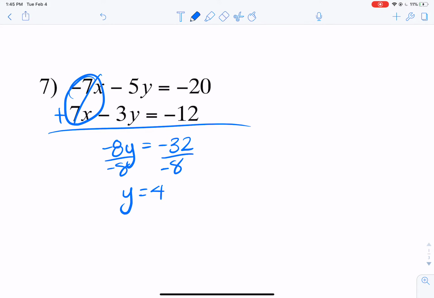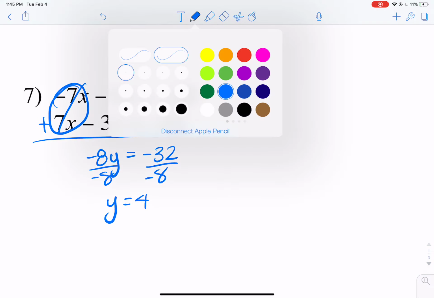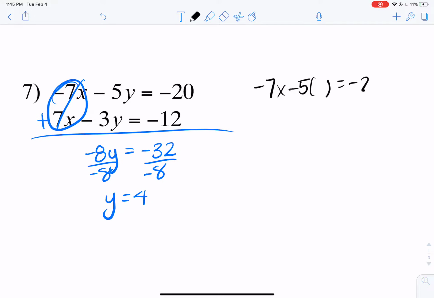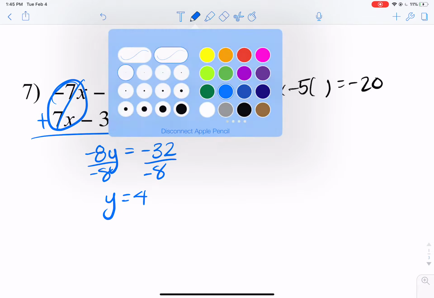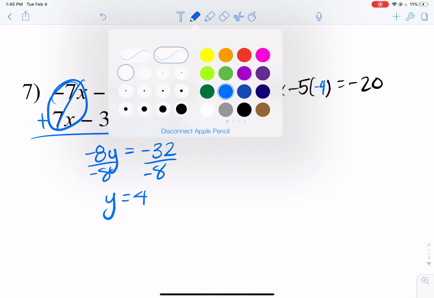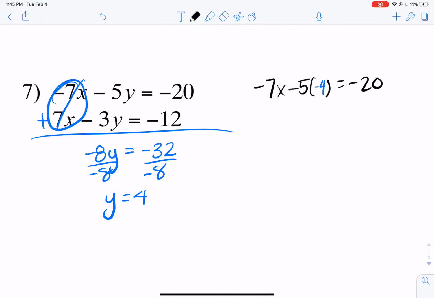Now to figure out the x value, again, using the top equation, negative 7x minus 5 times the y value, which again is 4, is equal to negative 20. So let me write in the negative 4. So that number right there, that y value should be negative 4. And wait, let me write it all. 7x minus 5y is equal to negative 20. Keep it consistent. All right.